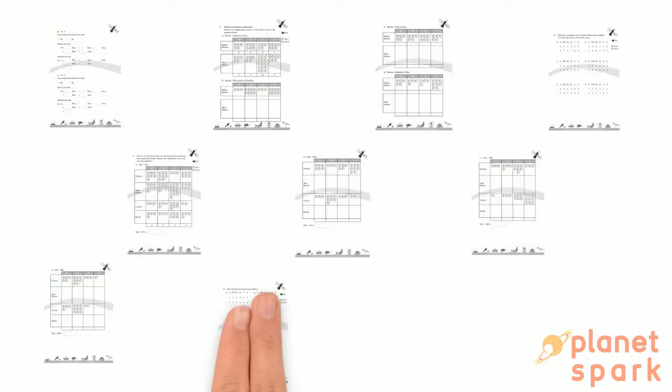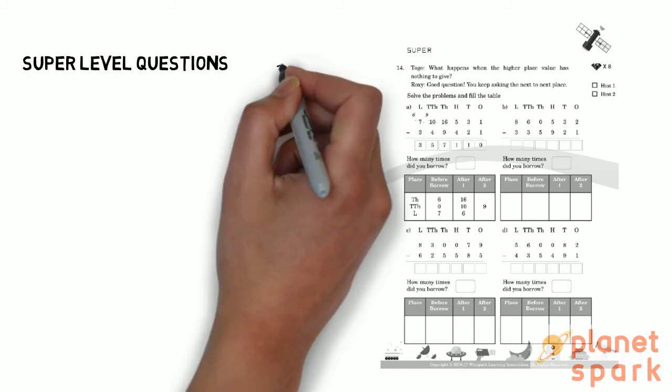Moving on and flipping a few pages, we arrive at this page. Here the difficulty level of the practice questions again increases a notch from normal level to super level questions. These are the further pages of the module which have super level practice questions for the child.